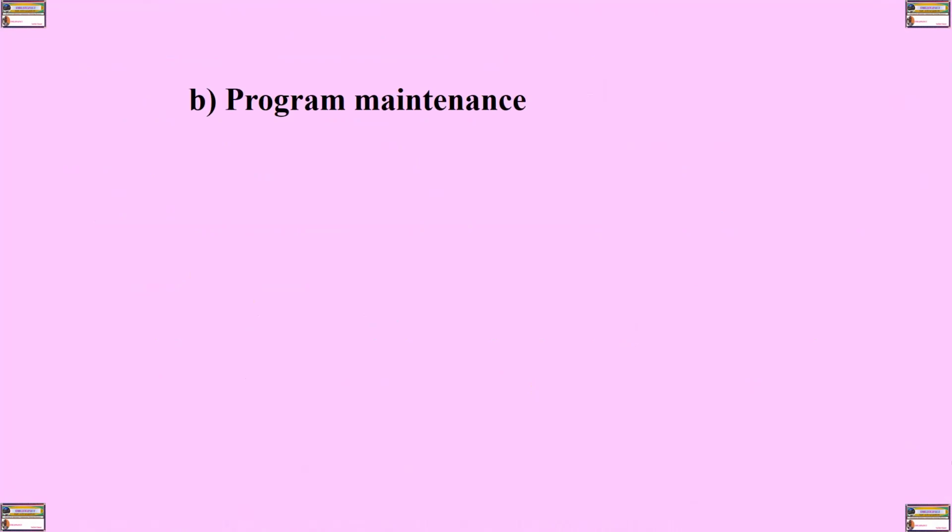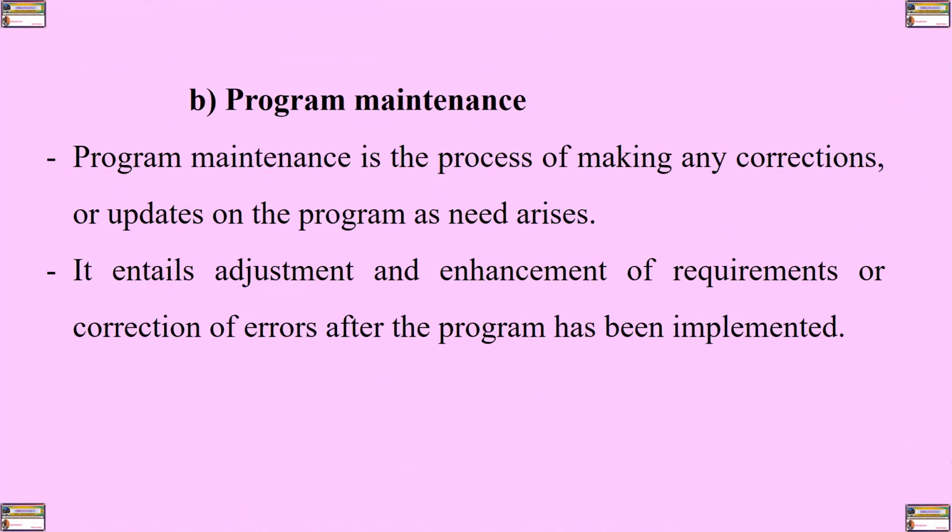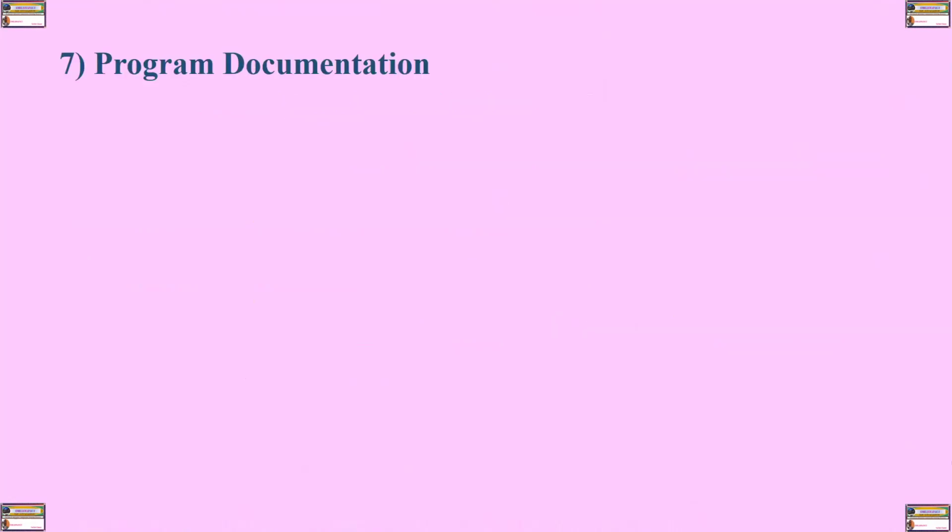But also, program maintenance is the process of making any corrections or updates of the program as need arises. It entails adjustment and enhancement of requirements or correction of errors after the program has been implemented.